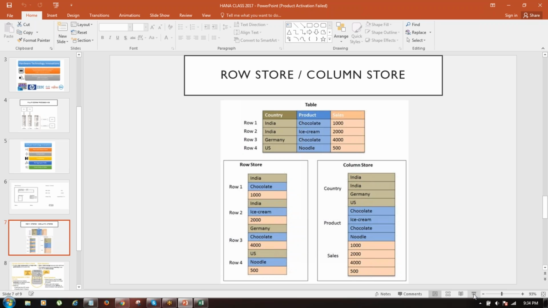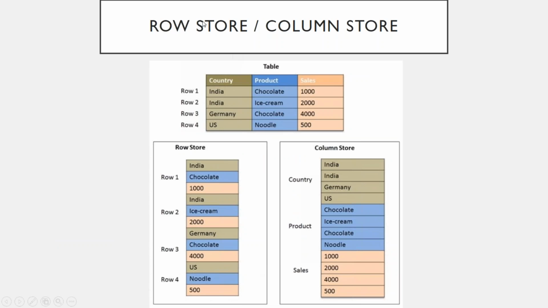For example, let's say I have a table here. The table contains certain columns: country, product, and sales. There are certain values in it, and this particular table has 4 rows. Each line of the data is called one row, the horizontal. The vertical lines are called columns. So whenever I store this data in the database, how is the data stored in memory?